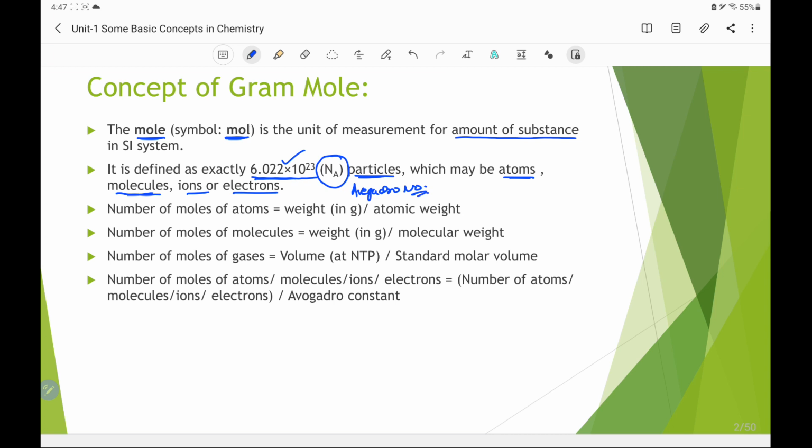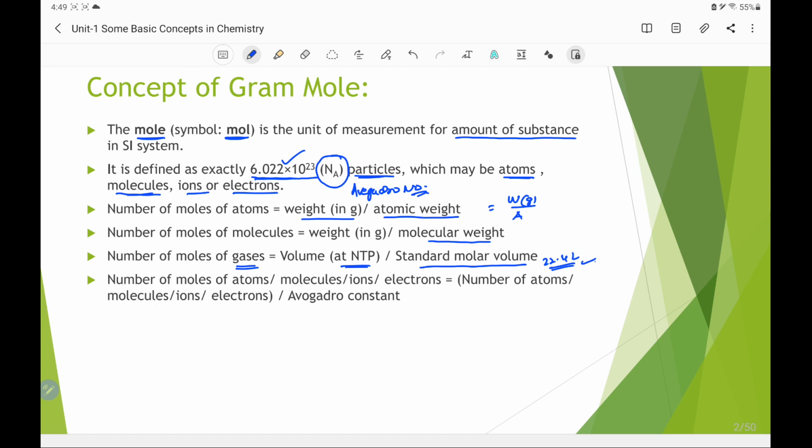For calculation purposes, the number of moles of atoms is equal to the weight in gram divided by the atomic weight. We can write it as weight in gram divided by atomic weight, say A. Similarly, the number of moles of molecules will be the weight of the sample divided by the molecular weight of the molecule. The number of moles of gas will be equal to the volume at NTP, the normal temperature and pressure, divided by the standard molar volume, that is 22.4 liters per mole.